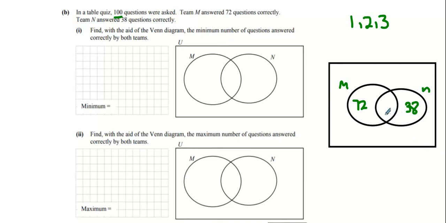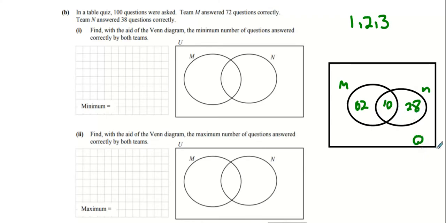What happens if we put in the number 10 as an example? So that could be 62. Oh wait, I got it right already. If you put 10 in the middle, that would put 62 here, and that would put 28 here. Sorry, not 38, 28, because you take it away. And what happens when you add them all together? 62 plus 10 plus 28, that will give you 100.